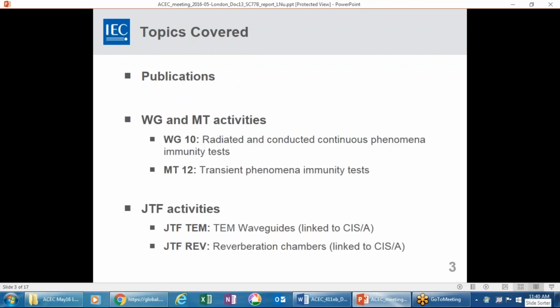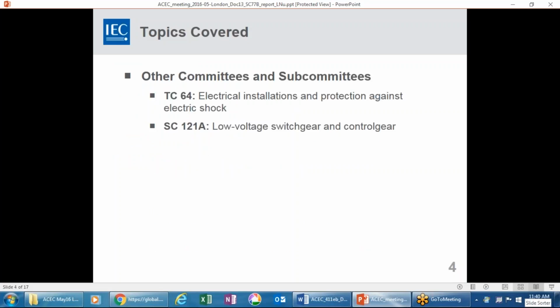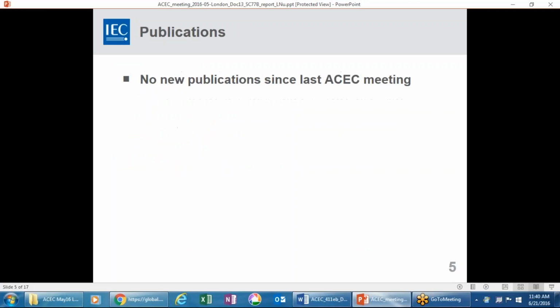And the activities are in Working Group 10 and Maintenance Team 12. Working Group 10 is what most of us are familiar with. Maintenance Team 12 is the high power transient testing. And they work with other subcommittees.